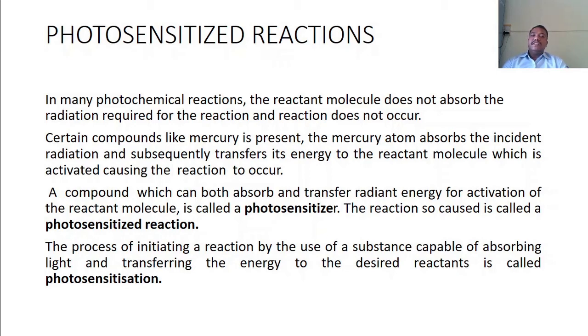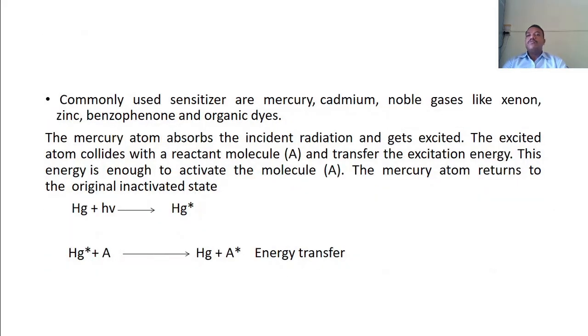The process of initiating a reaction by the use of a substance capable of absorbing light and transferring the energy to the desired reactant is called photosensitization. This process of initiating a reaction by use of photosensitizers is called photosensitization. Commonly used photosensitizers are mercury, cadmium, noble gases like xenon, zinc, benzophenone, and a few organic dyes.